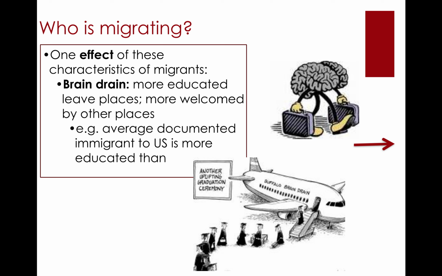If the people who are most likely to leave are often the most educated people, which is contrary to what you often hear in the news today, then one effect of those characteristics is something called brain drain. And brain drain, just like you see that brain with its suitcases on the move, is when the more educated people are leaving the places that need them most.